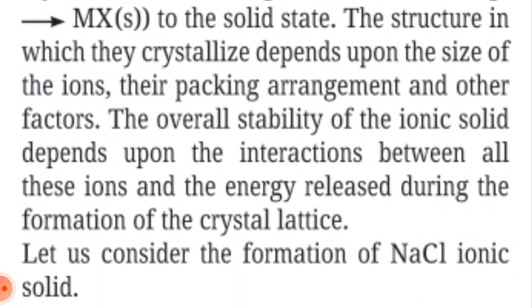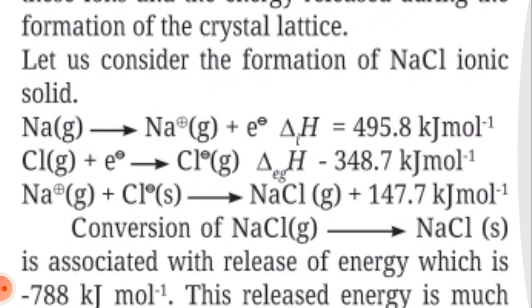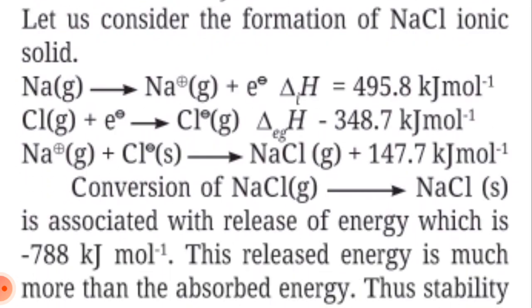The overall stability of an ionic solid depends upon the interaction between all these ions and the energy released during the formation of the crystal lattice. Let us consider the formation of the sodium chloride ionic solid. Sodium in gaseous state forms Na plus gas and an electron, delta IH is equal to 405.8 kJ per mole. Chlorine in gaseous state reacts with an electron to give Cl minus gas, delta EGH is equal to minus 348.7 kJ per mole.